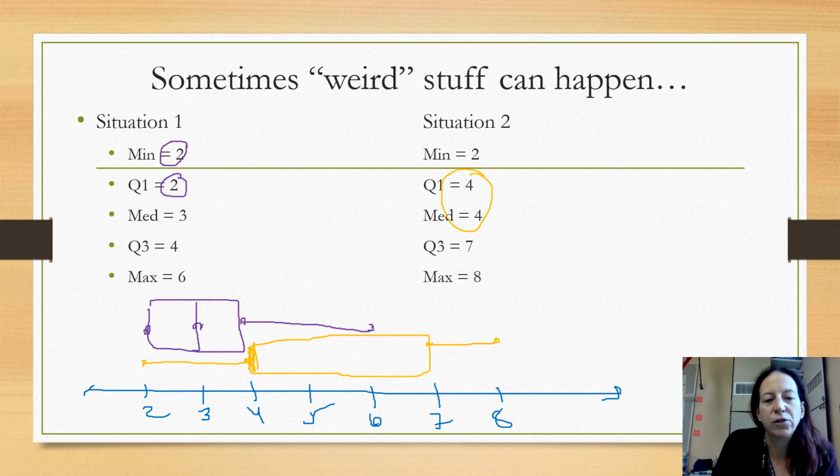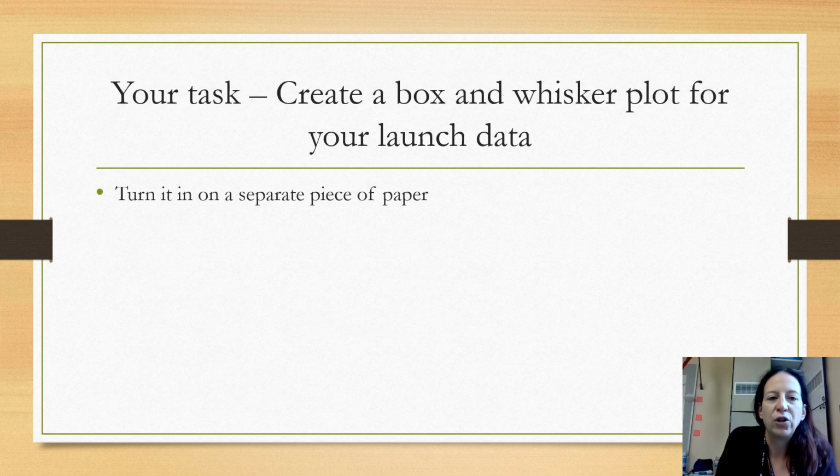So what you need to do is take your data from your beanbag launcher, and create a box and whisker plot for your launch data. You're going to turn it in on a separate piece of paper. So I should see your actual data, your data table with your data in it. I should see your 5 key numbers, clearly labeled: my minimum, my first quartile, my median, third quartile, and my maximum. And then I should see your number line with your dots and your box and whisker plot on it. So that is your task for this particular assignment, and I hope that this video helps.